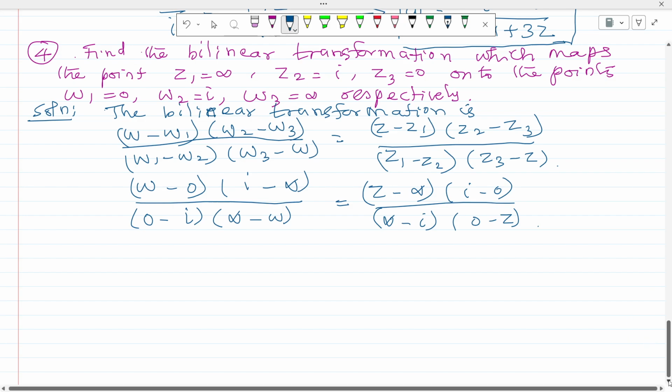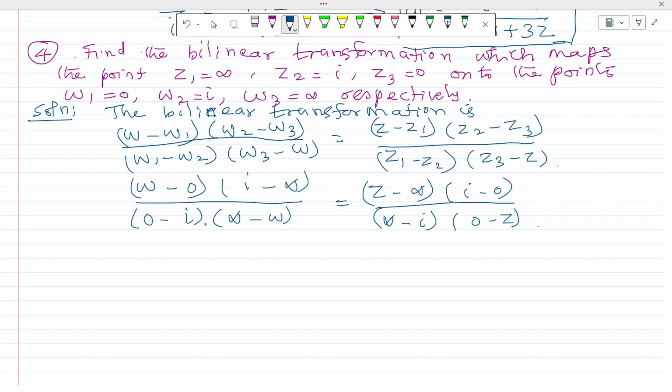Now we have to convert into that W equal to (AZ plus B) divided by (CZ plus D) format. Now listen, in case infinity is given in any one of the points, you have to take that infinity outside. That means W minus 0 is W, into, if you are taking that infinity outside, what do you get?